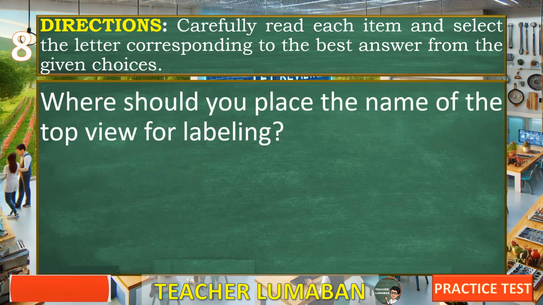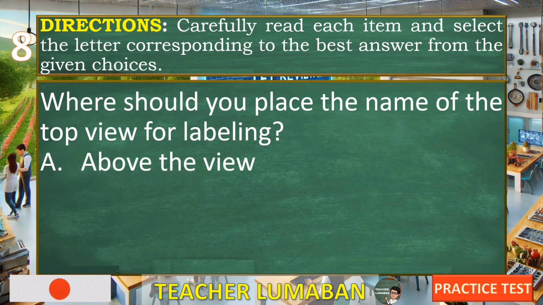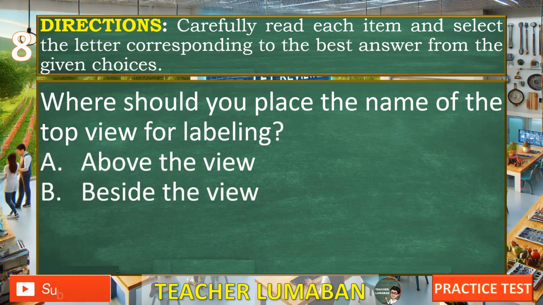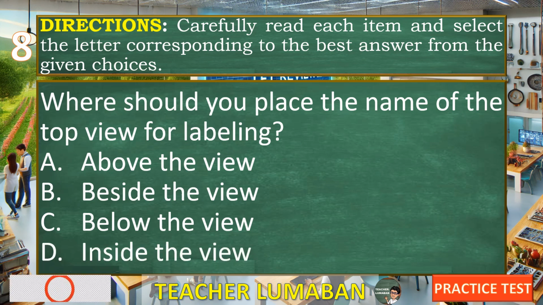Where should you place the name of the top view for labeling? A. Above the view. B. Beside the view. C. Below the view. D. Inside the view.